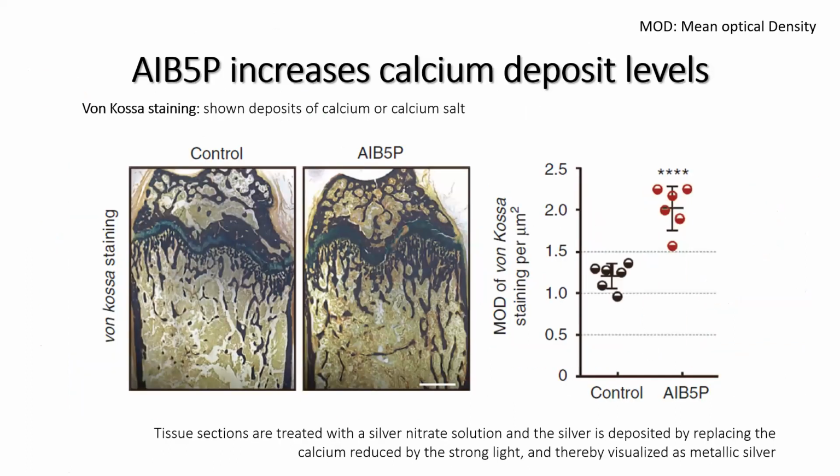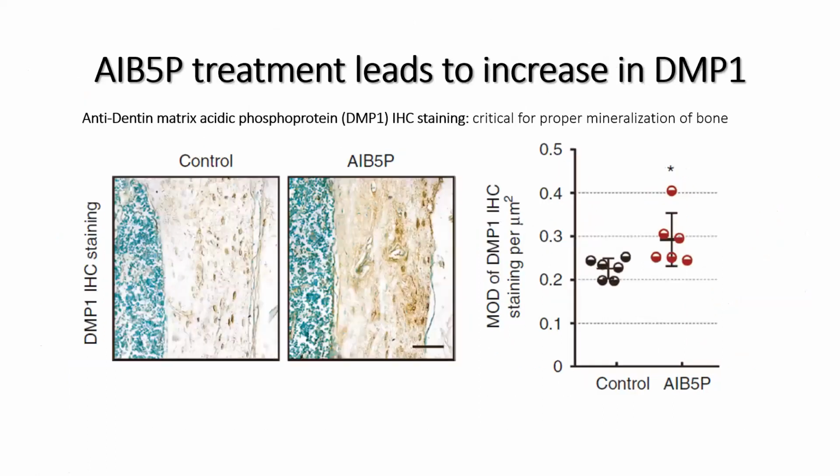Calcium deposit levels were measured by von Kossa staining. And again, you can see an increase in deposit of calcium levels, which is important for the generation of bone. DMP1 was increased after the administration of AIB5P, which is important because it's a protein which has roles in mineralization of bone. So we can see that the bone mineralization levels are increased.